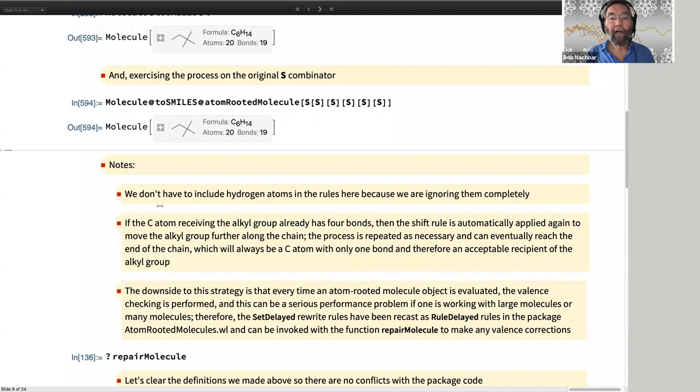You might say, well, what if this carbon here that we moved the atom to already had 4 attachments? Well, that's fine. It has 5. We just move it out one more and keep going till we get to the end of the chain. And at the end of the chain, we should be okay.